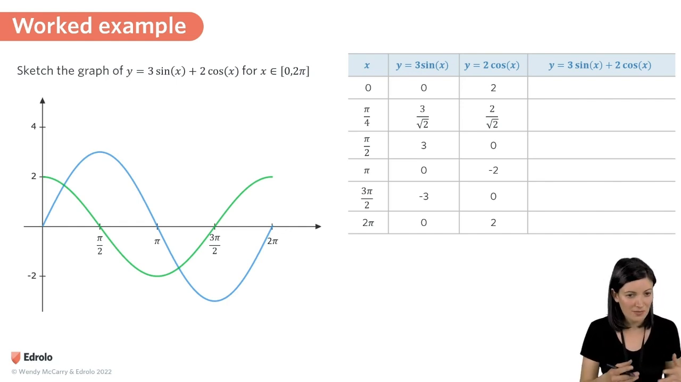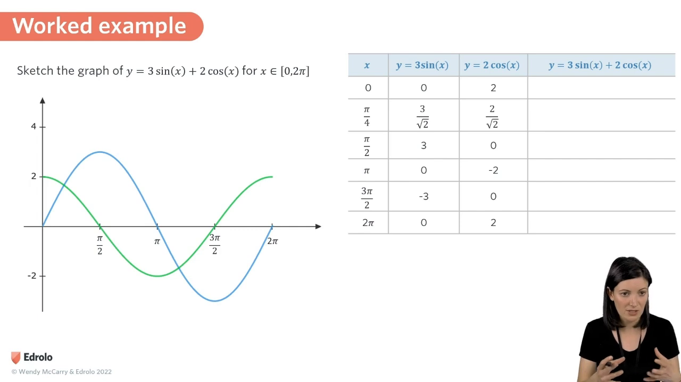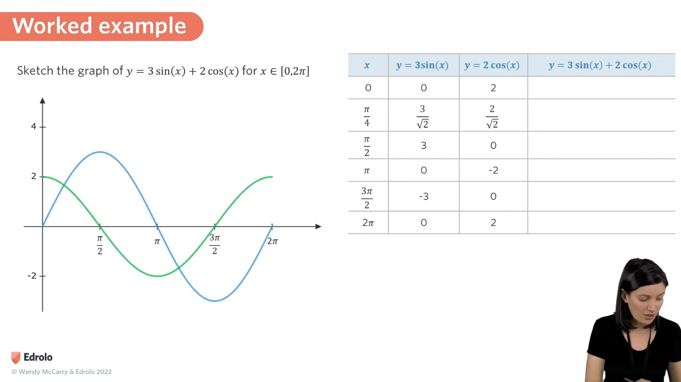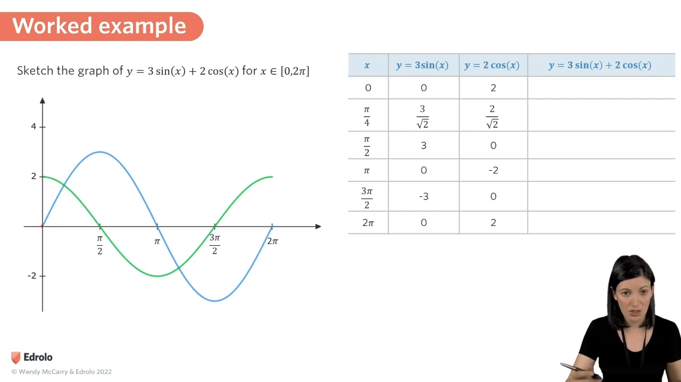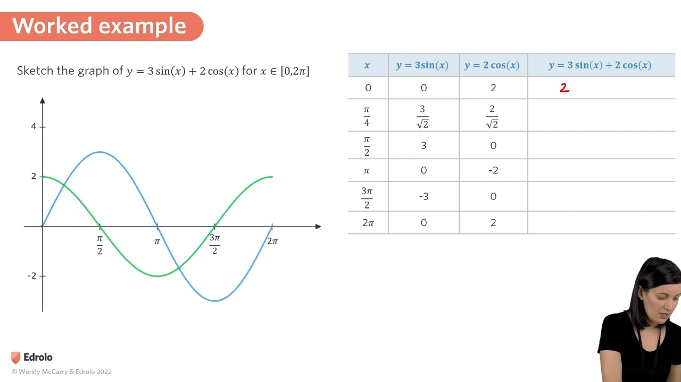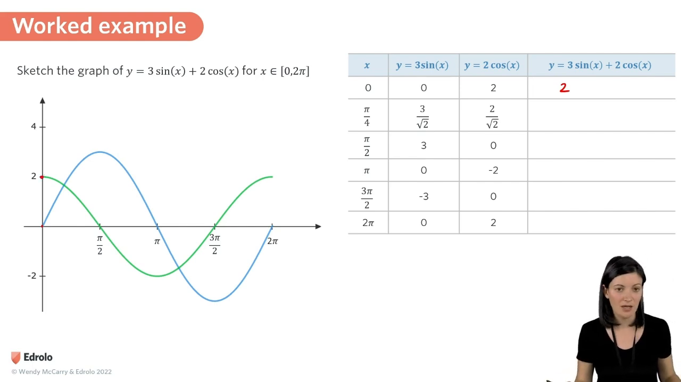Now, we're just going to look at some very obvious key points. And the points I would encourage you to look at are, first of all, where you have any x-intercepts. So for example, do you see at this point here, where x equals 0, this y-coordinate is 0, and this y-coordinate is 2. So all we need to do is add those y-coordinates together. 0 plus 2 is 2. So that's going to be a point on my sum function.